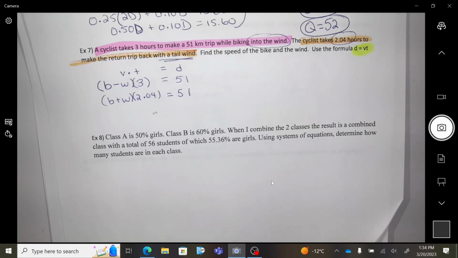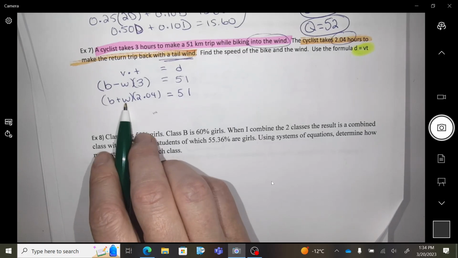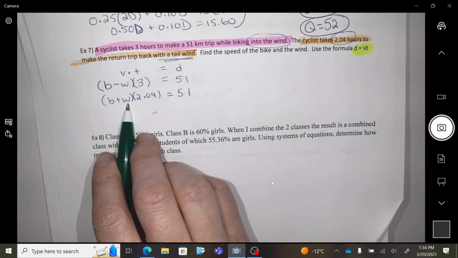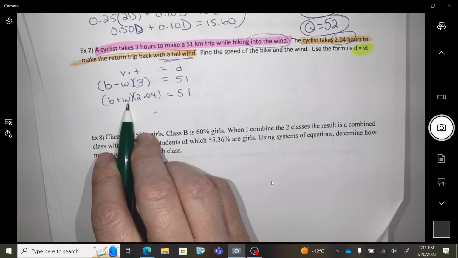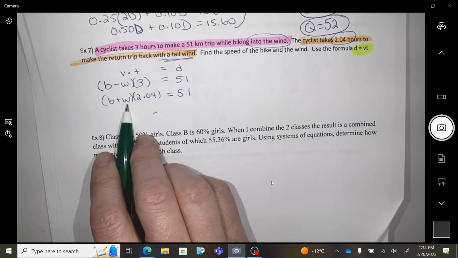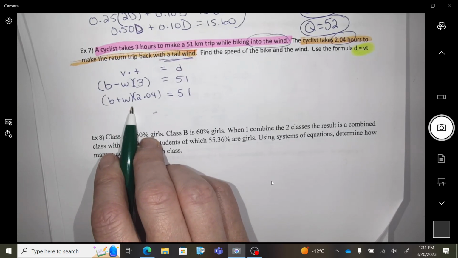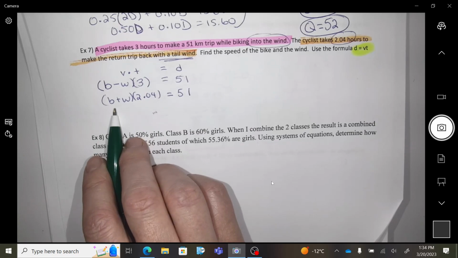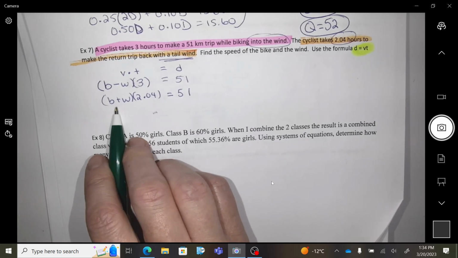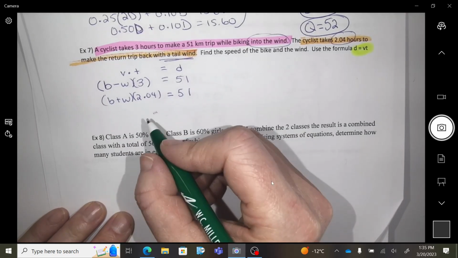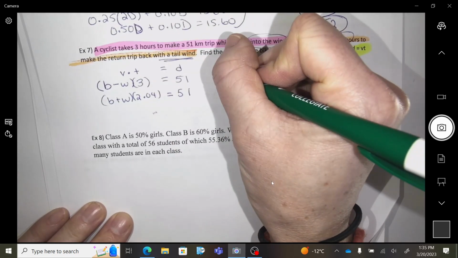The wind will make you faster. Okay, so that's the bike speed plus the wind speed. The bike plus the wind. When it's a tailwind, you're going faster. Right? Does that make sense? Yeah. Okay, I'm going to now do distribution.